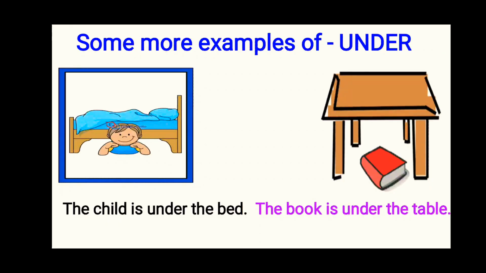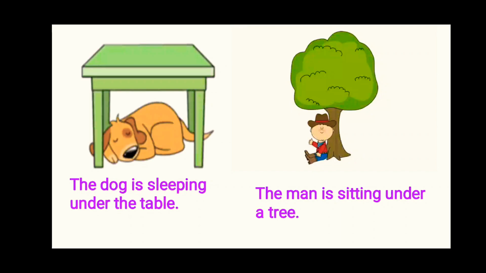Another examples. The child is under the bed. Look at this child. The child is under this bed. The book is under the table. Look at this book. It is placed at a lower position as compared to this table. So the book is under the table. Another example. The dog is sleeping under the table. The man is sitting under the tree.